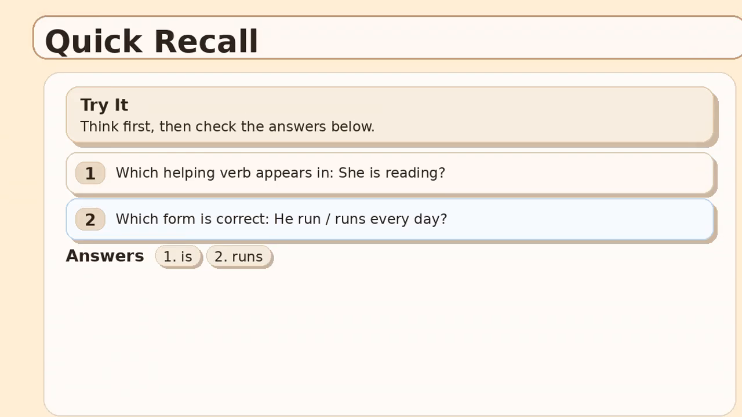Let us quickly recall the answers. In she is reading, the helping verb is. In he run or runs every day, the correct form is runs because he takes the S form in the present simple. Fast recall like this strengthens memory and helps grammar stay active in your mind.